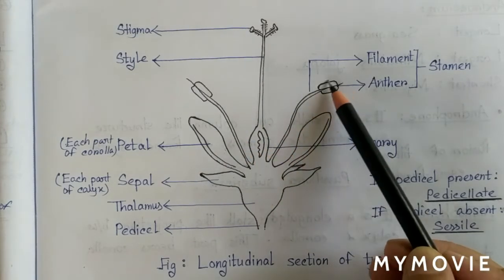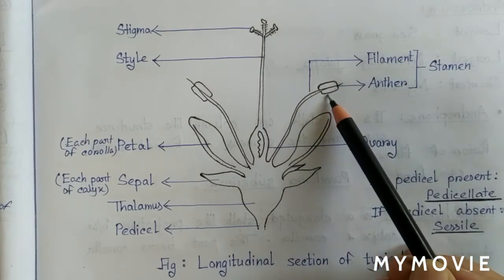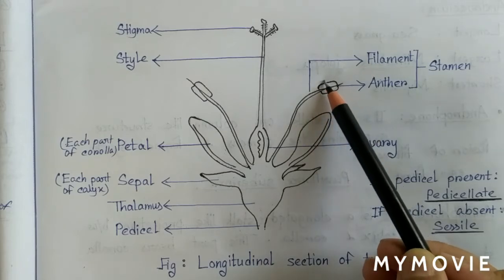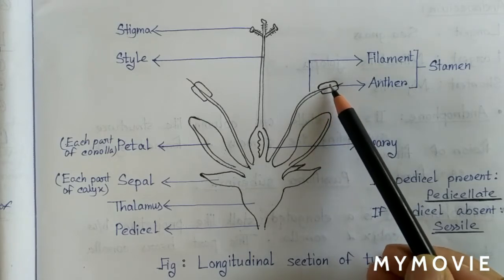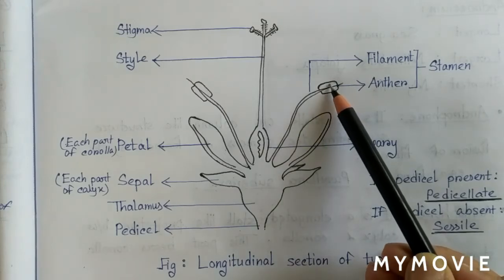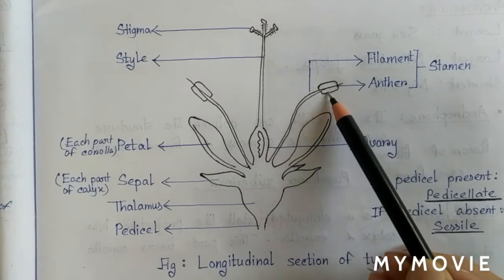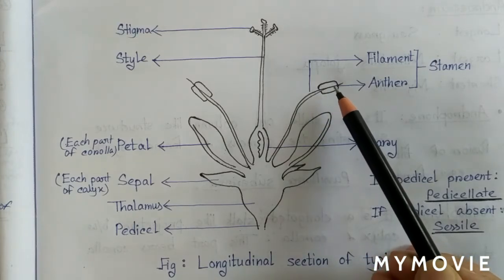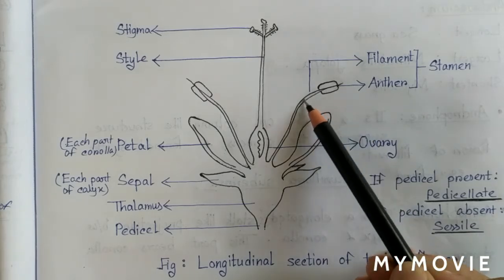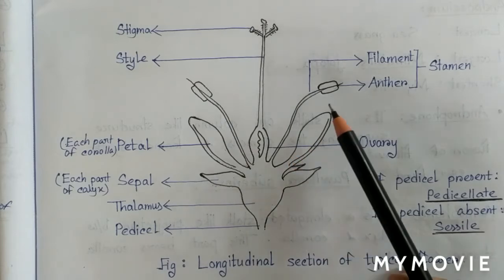The swollen bag at the tip of the stamen is known as anther. Anther bears two lobes. This is one lobe and this is another lobe. And these two lobes are connected with a connective. And the connective is sterile in nature. Not the anther, the connective is sterile in nature. And this long tube-like structure is known as filament.